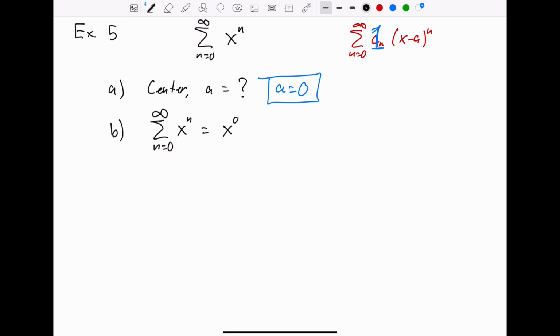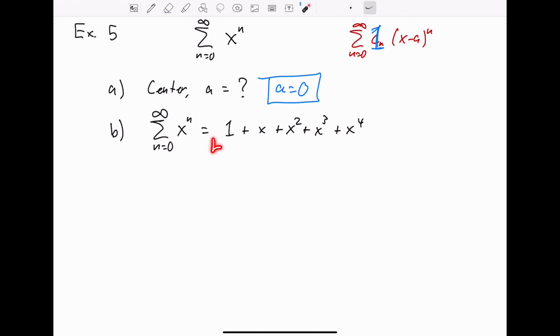So that would be x to the 0 plus x to the first plus x squared plus x cubed. I want 5 terms, so plus x to the fourth. X to the 0 is simply 1, so let's just write this as 1. And then x to the first, that's just x.